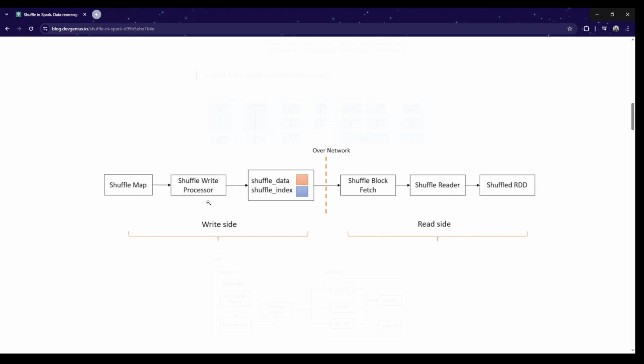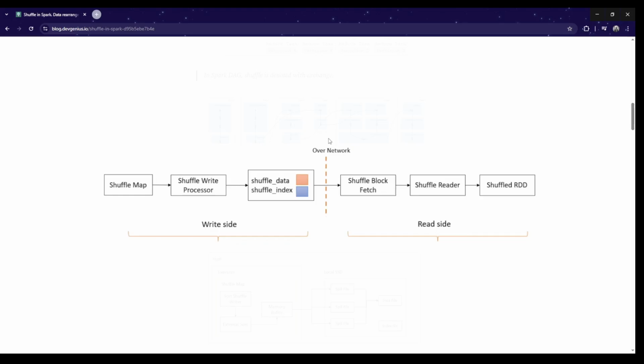There is a shuffle write processor in Spark, which will write the data of the shuffle to disk. It does two things: one is shuffle data and the other is shuffle index. Why is this index needed? Because of faster lookup. If an executor wants to know whether a particular data is present, having to scan all the data that is written would be slow. So it creates a shuffle index as well, and the index simply says, okay, you want this data, go and read from this site. That way the index is stored.